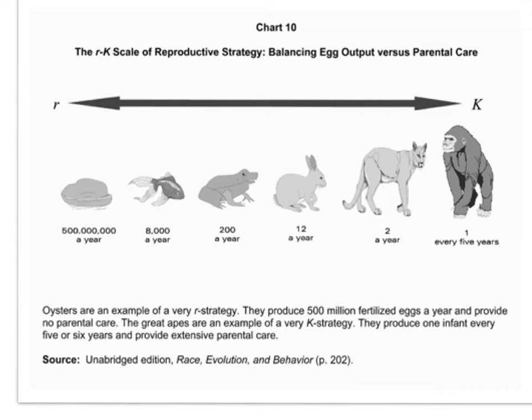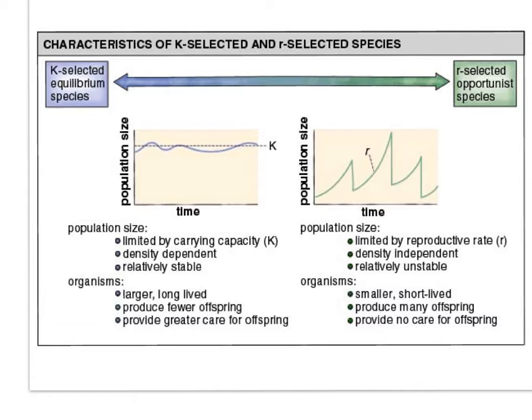The chart here displays R and K type species on a continuum in terms of egg production and parental care. The R species produce many eggs and display low parental care, while the K species produce very few eggs but display high parental care for the offspring that they do have. Study this slide carefully and see if you understand all that it has to say about R and K selected species.